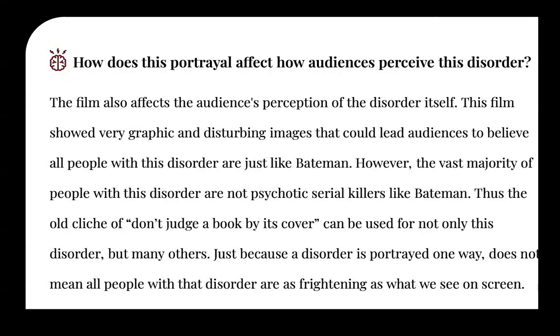How does this portrayal affect how audiences perceive this? The film shows very graphic and disturbing images that can lead audiences to believe all people with this disorder are like Bateman. But we know that the vast majority of people with this disorder are not psychotic serial killers. Thus, the old cliche of don't judge a book by its cover can be used not only for this disorder, but many others. Just because a disorder is portrayed one way doesn't mean that all people with that disorder are as frightening as what we see on screen.